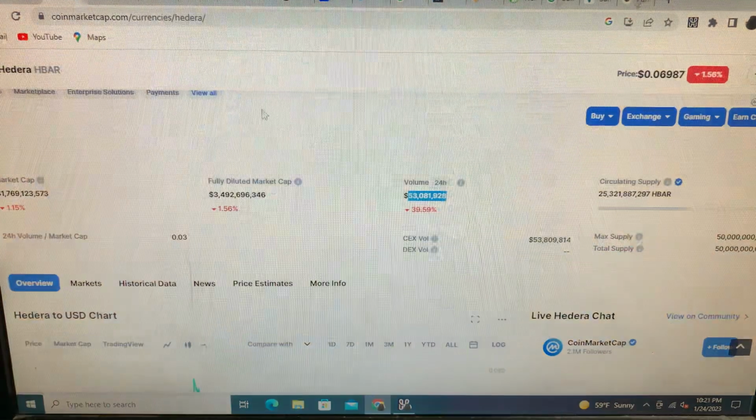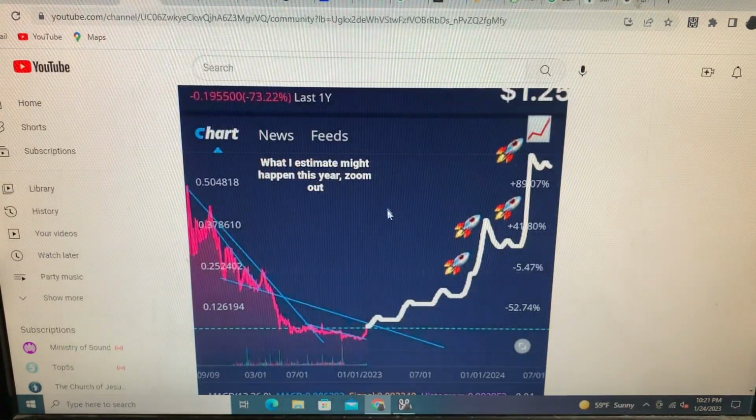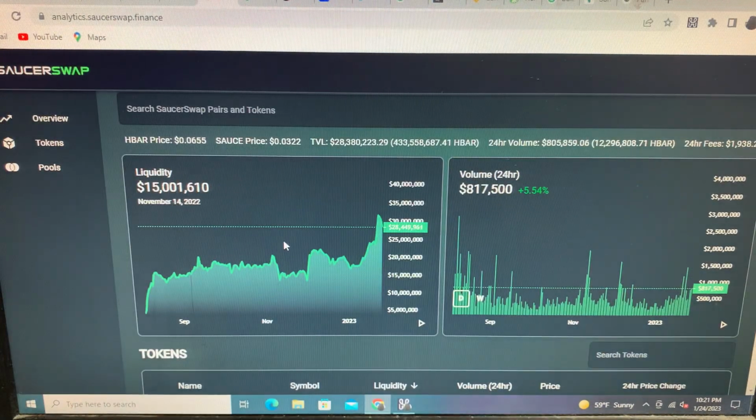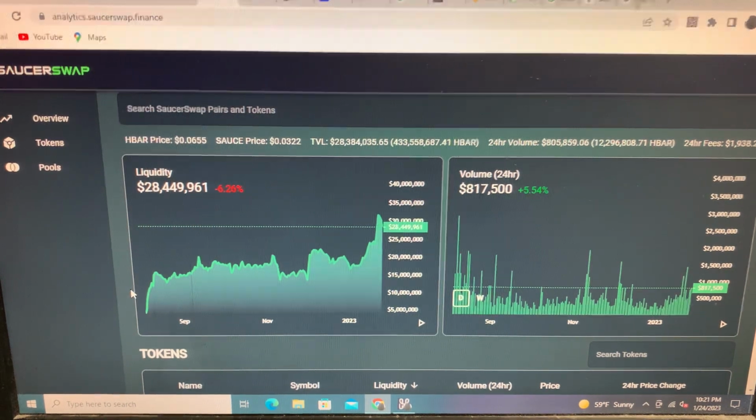Sending Hbar, I'm anticipating 80 cents to, as I showed right here, $1.25. That's roughly 50x. But SaucerSwap, this thing is gonna go outer space. I really don't know how high it's gonna go, because it doesn't need much liquidity to explode. All it needs is not even 1% of whatever Hbar reaches.